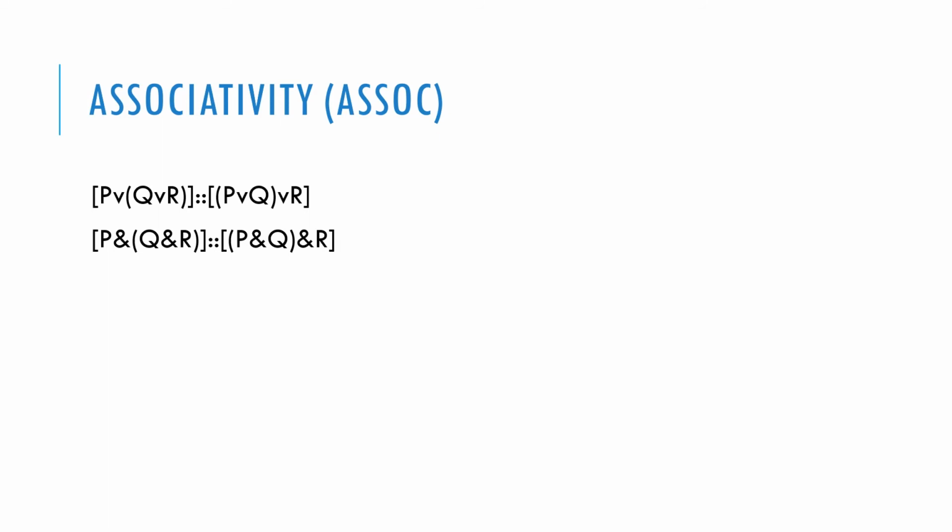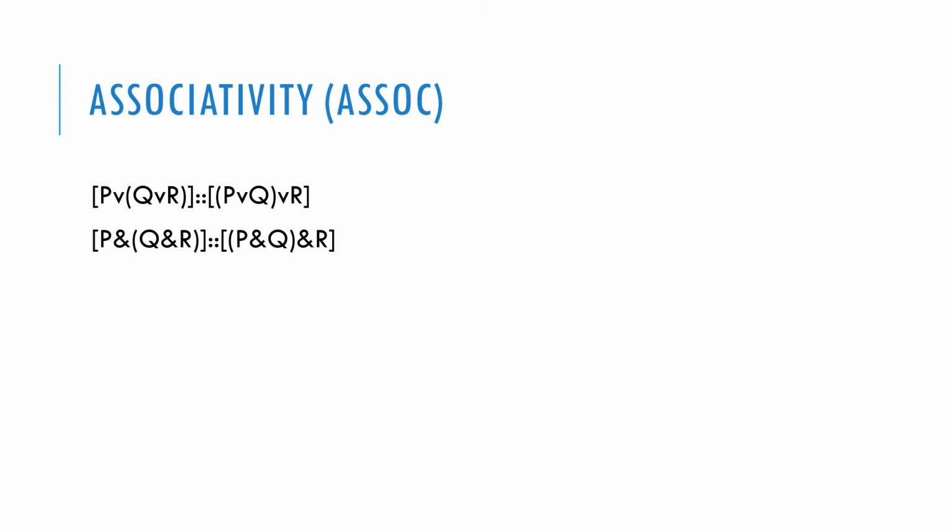Associativity is the next rule of replacement. So if I say P or Q or R, then what I'm essentially saying is P or Q or R, with the parentheses moved. So here, it doesn't matter if we have a purely disjunctive proposition, or if I have a purely conjunctive proposition, P and Q and R. It doesn't necessarily matter where we put the parentheses.